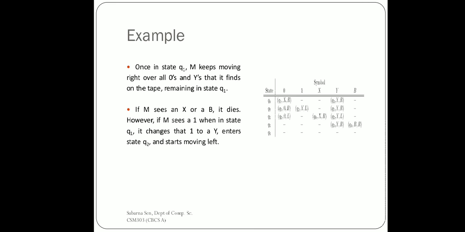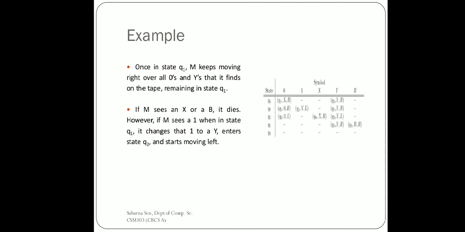Because if it finds any x there, that means what? That means it has been visited beforehand, right? It has been converted to x. That means there are more ones that have not been converted to y, right? So it has to die, otherwise the result will be an unequal number of zeros and ones. There may be zeros which have not been visited, but there should not be any zeros in between those ones where it has been converted, so it should die there, and a blank will not be there as well.